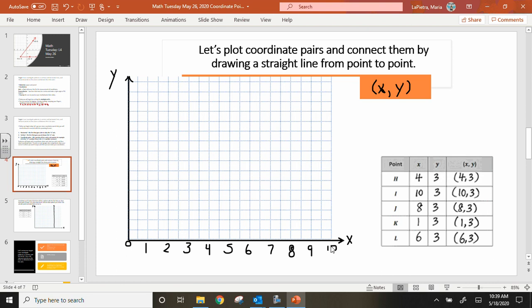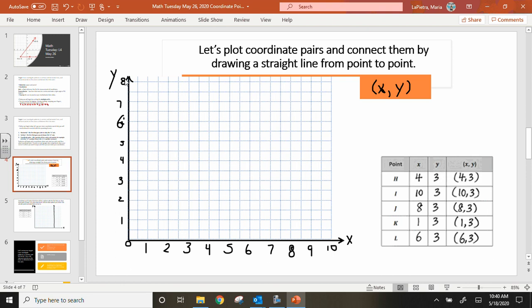Okay, now on my y, and we're going to plot the x and the y, and we're going to label it with a letter for the point. So 1, 2, 3. Very important that you do this correctly. 4, 5, 6. Oops. What's going on? 6, 7, 8.